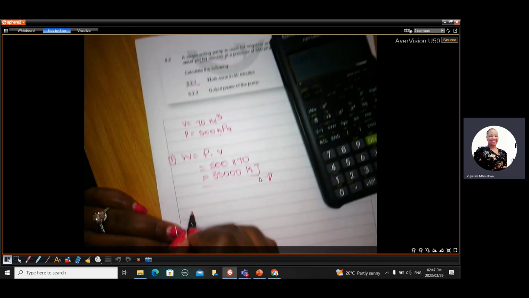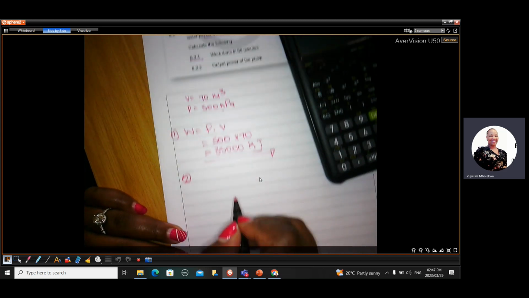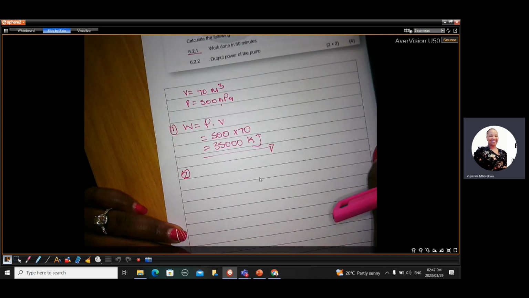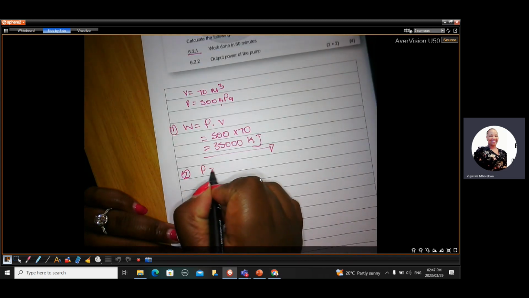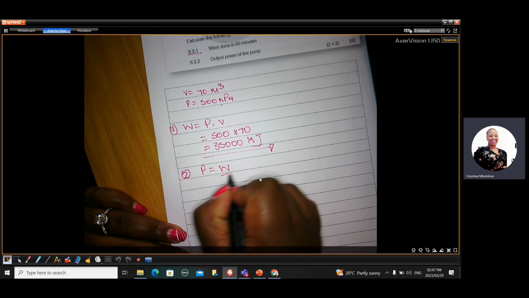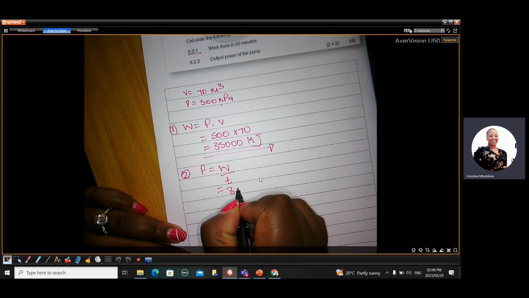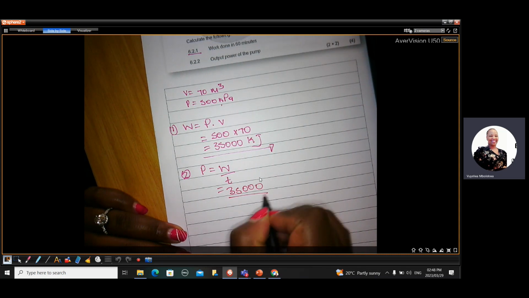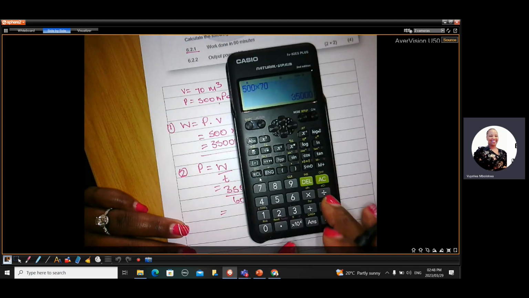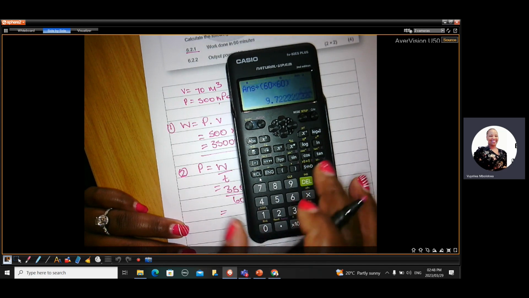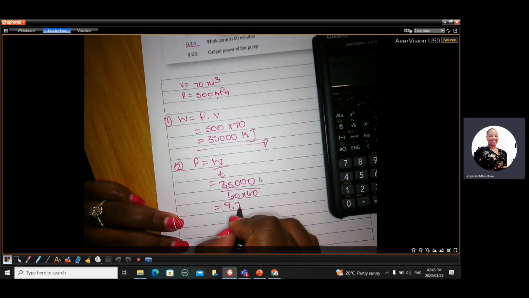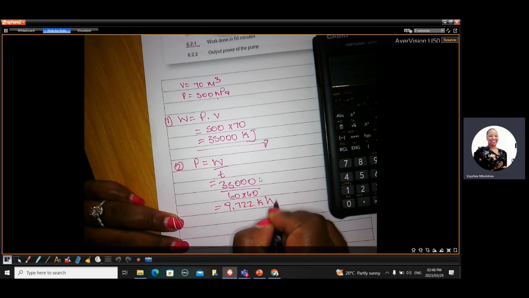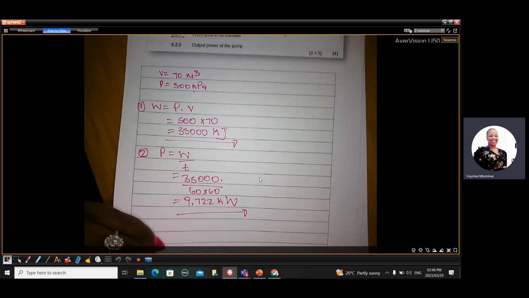That's the first question. Then the second question says we must calculate the output power of the pump. So the formula to calculate power is work done over time. The work done is 35000. The time is 60 minutes. We want it in seconds, okay? So this is divided by 60 times 60. It gives us 9.722 kilowatts. It's in kilowatts because the work done was in kilojoules. Okay. That's the first question.